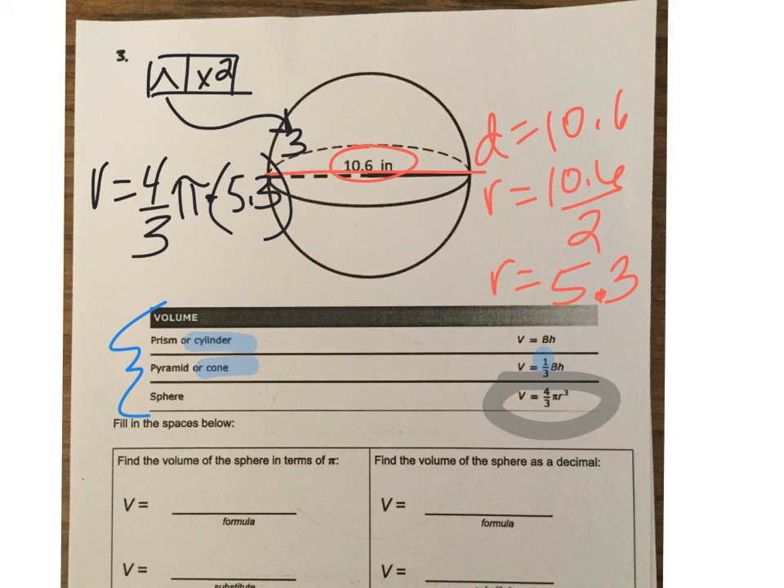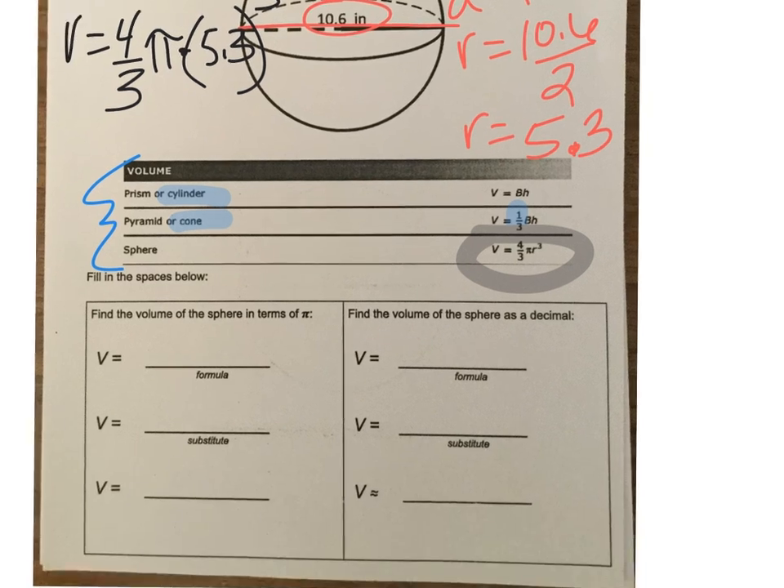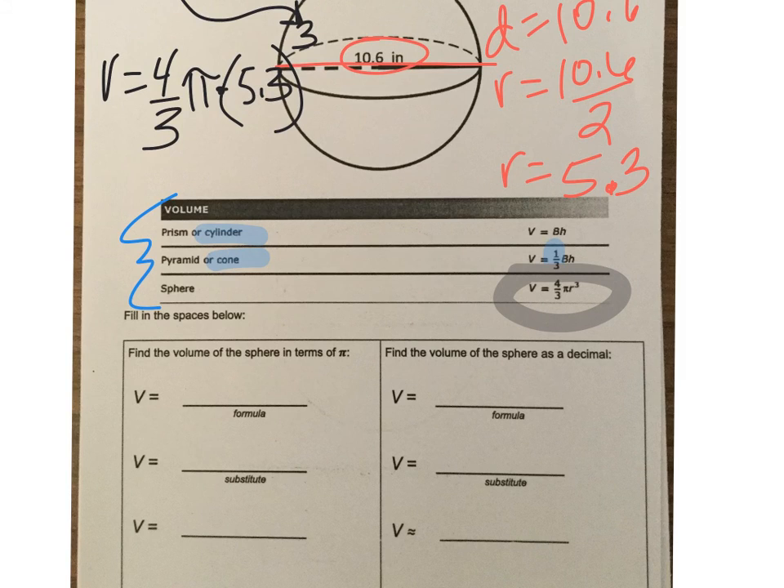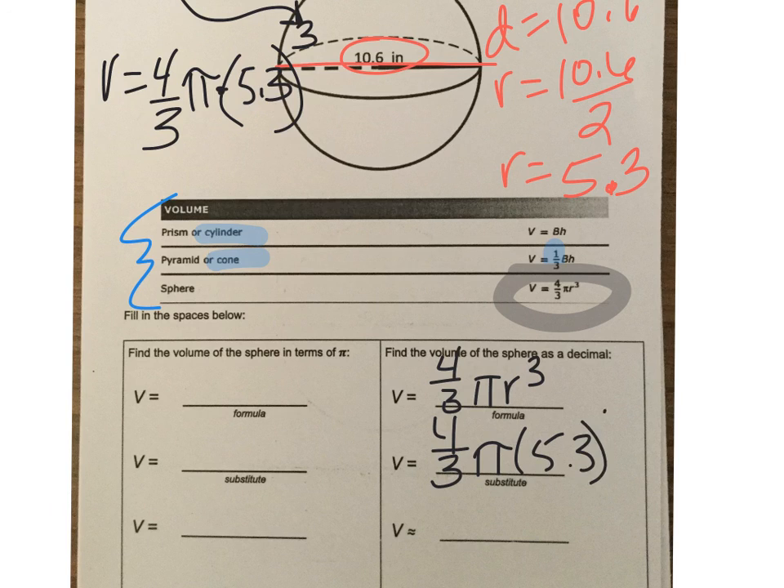But why? Don't you want to know why? Well, I'm going to tell you why. To your notes. Write this down. V equals, we're going to write the formula right from your chart: 4/3 pi r cubed, or to the 3rd power. We're going to substitute. Well, 4/3 is 4/3. Pi is pi. The radius is 5.3 to the 3rd power.